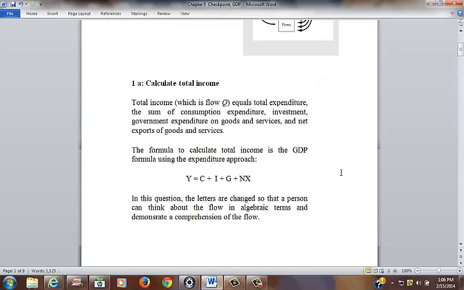Well, the total income is flow Q, and that equals total expenditure, the sum of consumption expenditure, investment, government expenditure on goods and services, and net exports of goods and services. The formula used to calculate the total income is the GDP formula using the expenditure approach, and that's Y equals C plus I plus G plus NX.